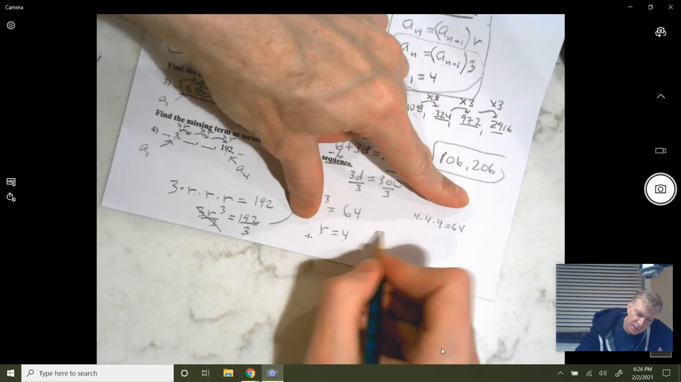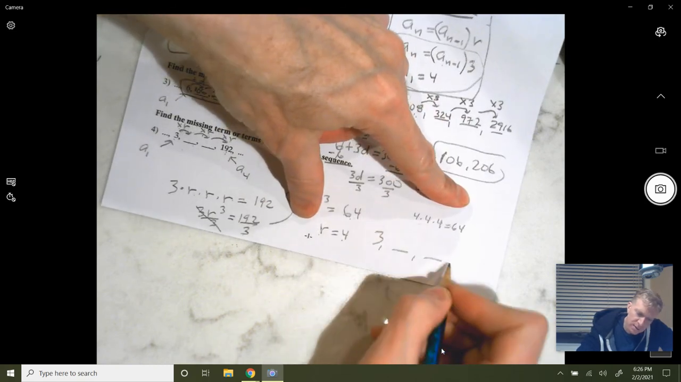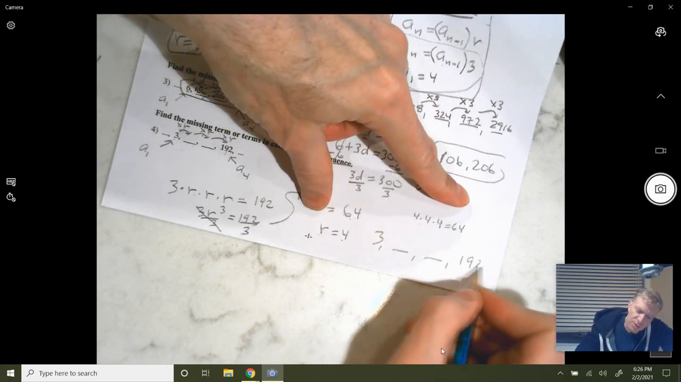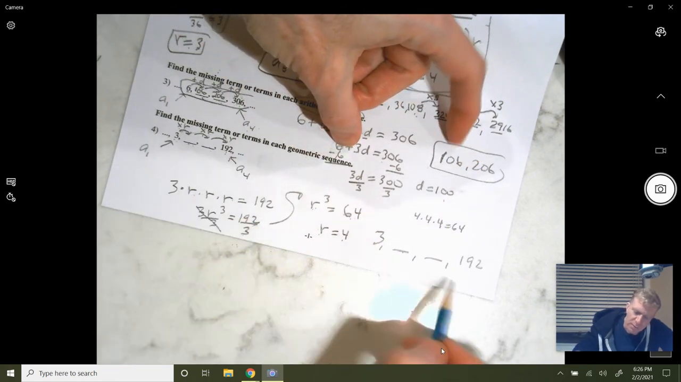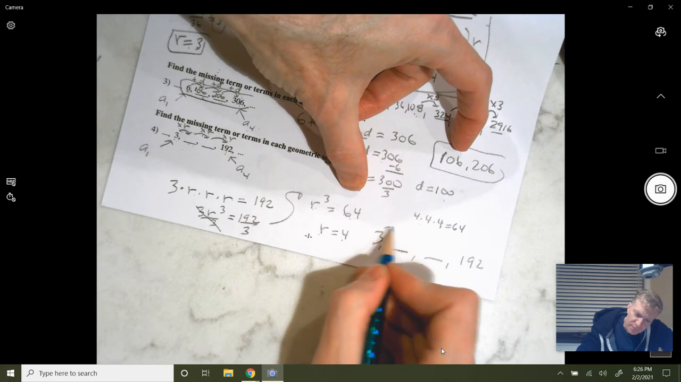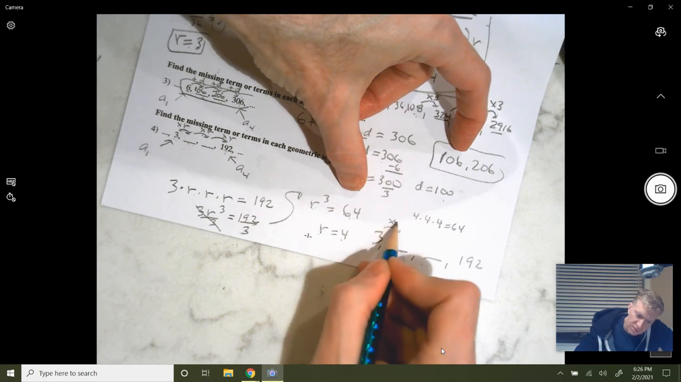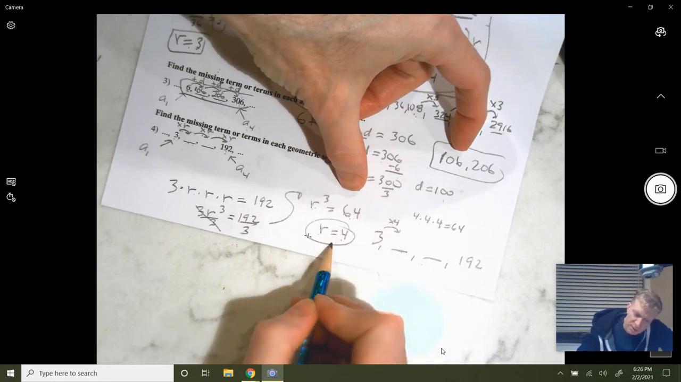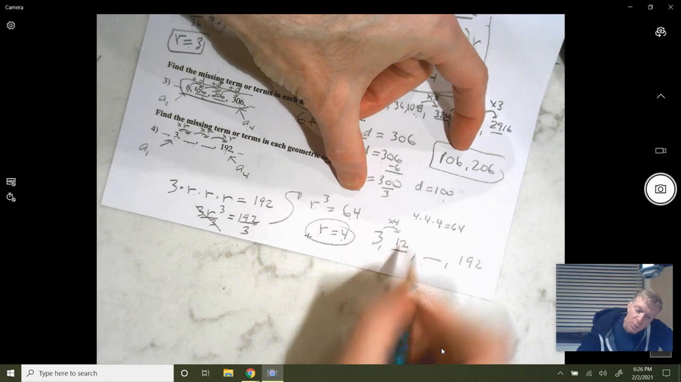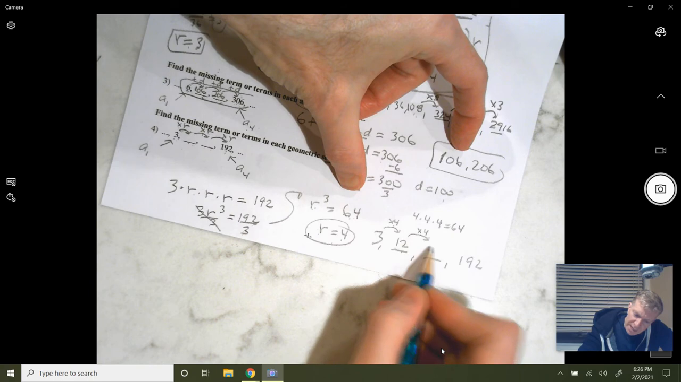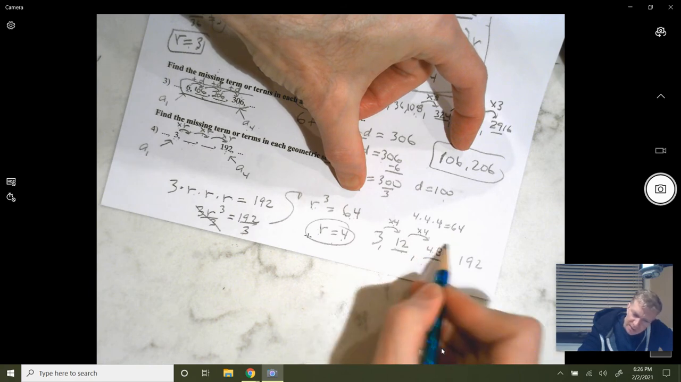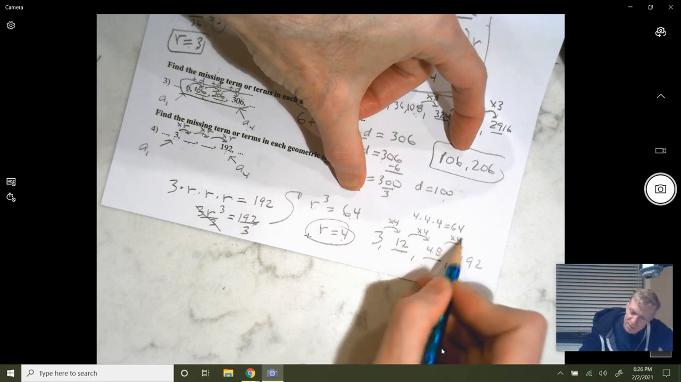We've got 3, blank, blank, 192. So to get from 3 to the second term, this is a little small to write it in, so I'm going to write it over here. 3, we have to multiply by 4. So we know our common ratio now is 4. 3 times 4 gives us 12. 12 times 4 gives us 48. And 48 times 4 gets us to 192.